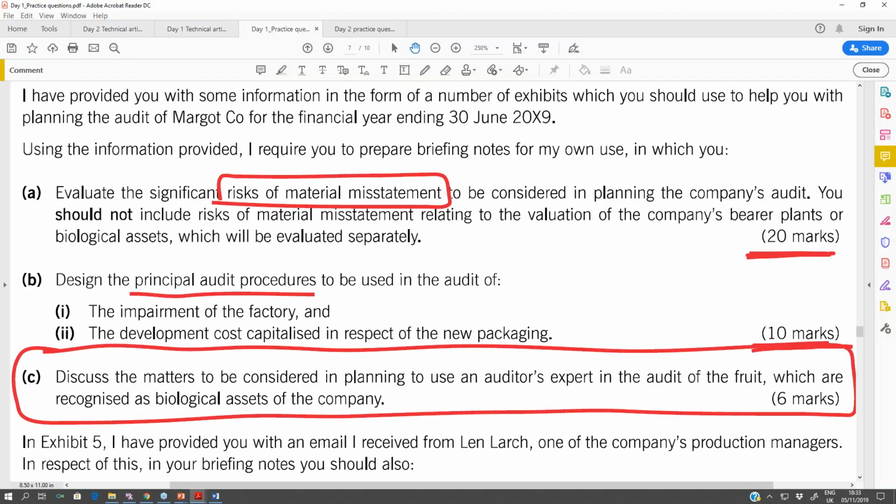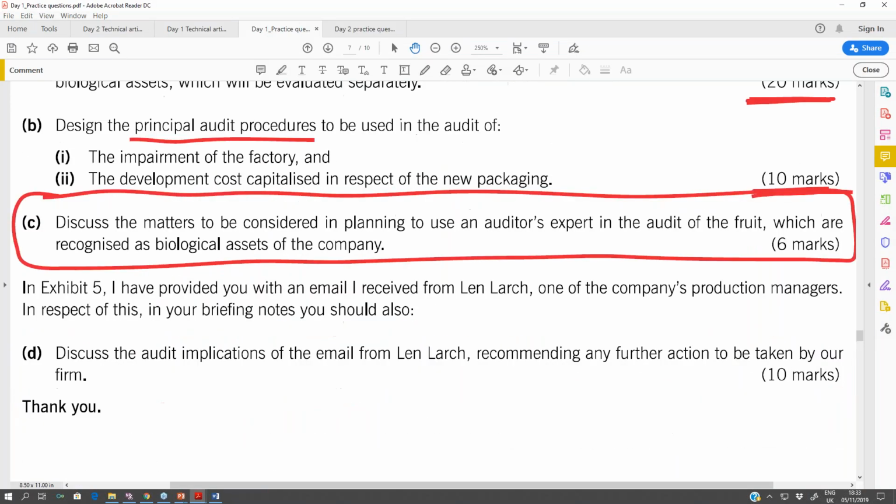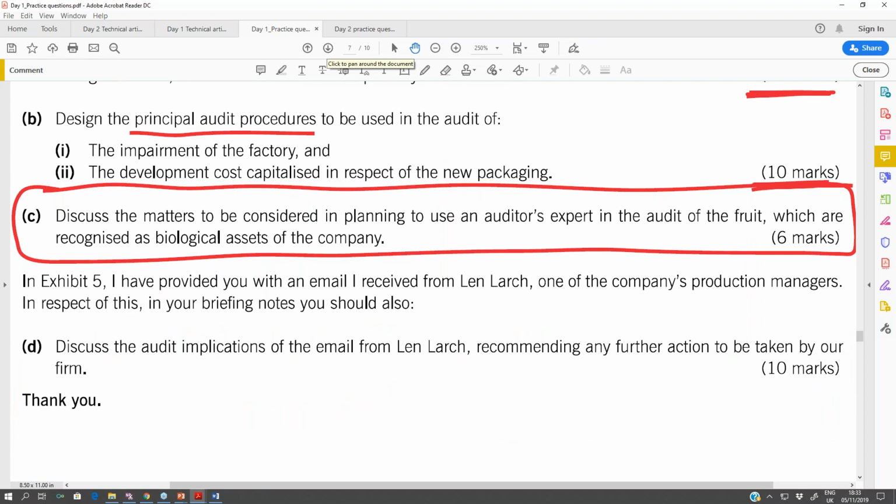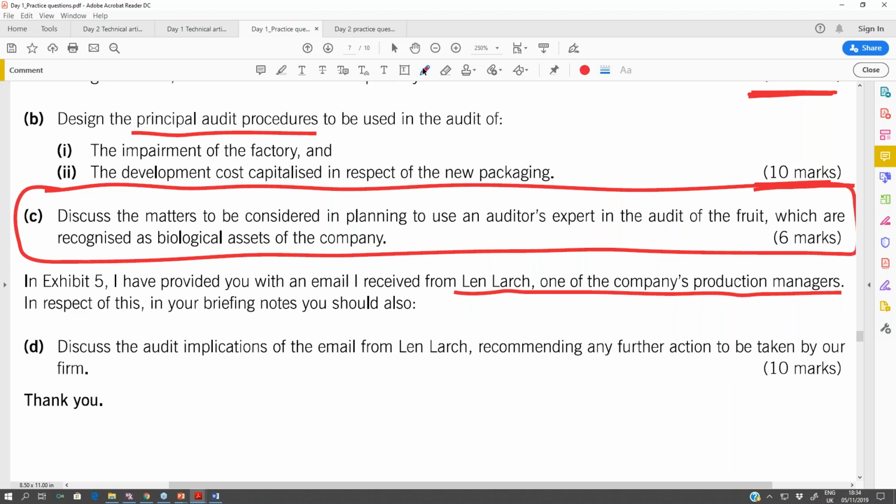Now, when you look at the next part of the June 19 exams, it says, in Exhibit 5, I have provided you with an email I received from Len Larch, one of the company's production managers. So the partner has received an email from Len Larch, one of the company's production managers. In respect of this, in your briefing note, you should also. Let's see what is an email you got from Len Larch, and what is so particular about this email.